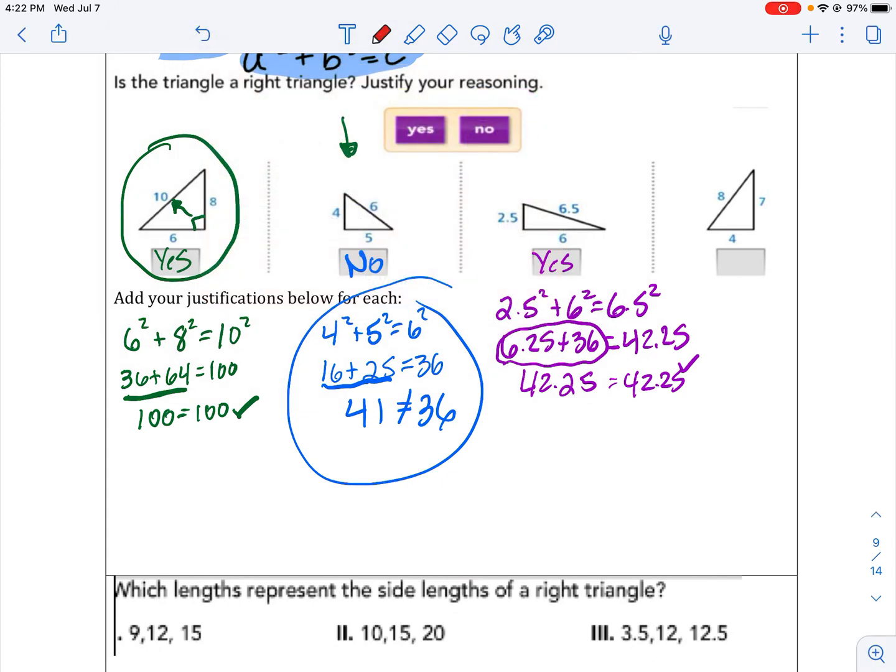And last, leg squared plus leg squared equals the hypotenuse squared. So when I square these, I get 16 plus 49 should equal 64. Combine my terms on the left here. 65, which does not equal 64. Left does not equal right, so no, that is not a right triangle.